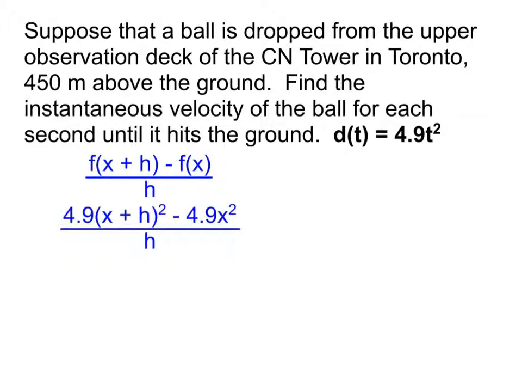So, when we do this, of course we do x plus h squared, and yes, make sure you actually multiply out x plus h times x plus h. That's going to give you x squared plus 2xh plus h squared. Multiply that by the 4.9, cancel out what you can on the top, and then simplify out the h on the bottom. You should get a final answer here of 9.8x plus 4.9h.